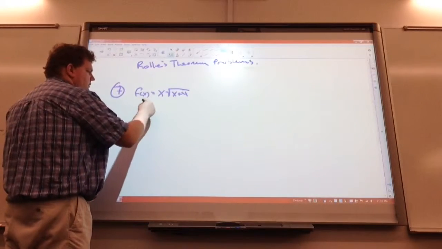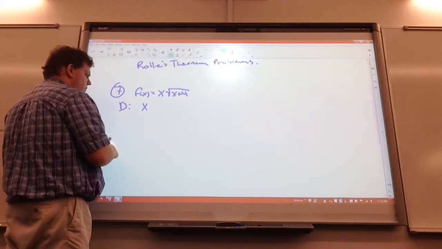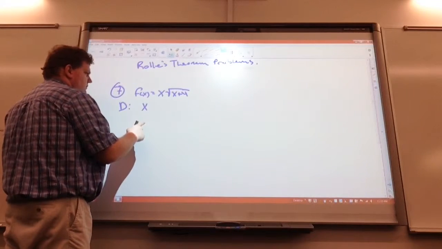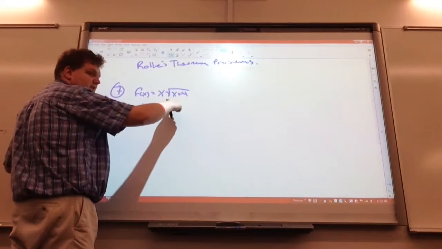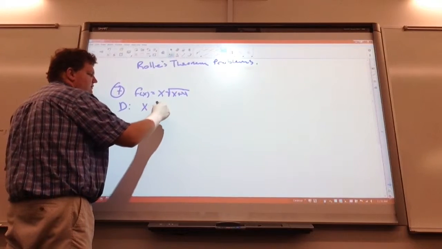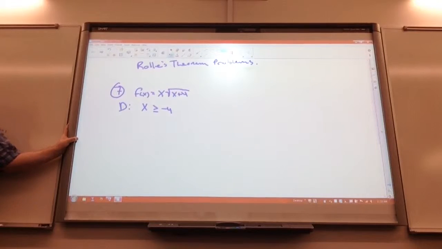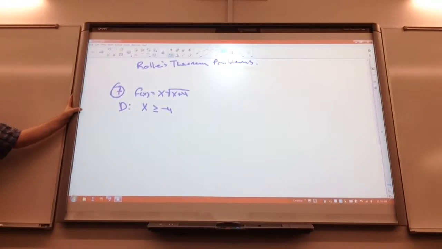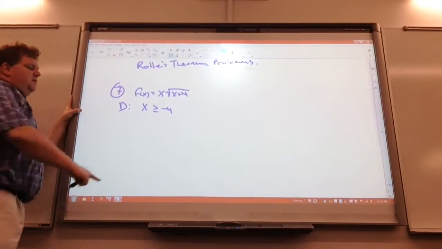Greater than or equal to 1? Is it 1? Or 0? All x. Negative 4. Yeah, negative 4 is the point that would make this equal to 0. So my domain should be all x greater than or equal to negative 4. All the x's above negative 4 work just fine. All the x's below negative 4 would make this undefined. So that's going to be my domain.